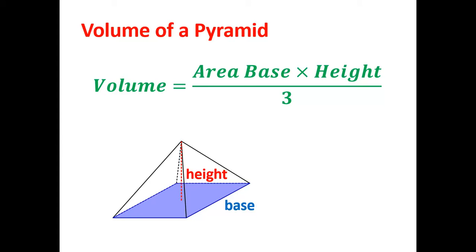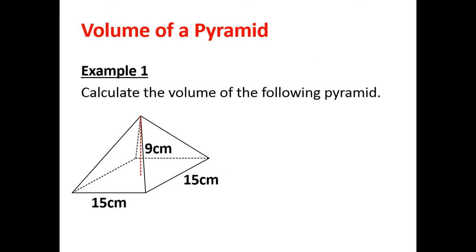So the volume of a pyramid is equal to the area of the base times the height, all divided by 3. We work out the area of the base, multiply it by the height, and divide it all by 3. So let's get straight into example 1. Calculate the volume of the following pyramid.